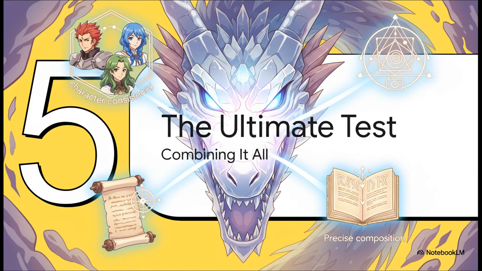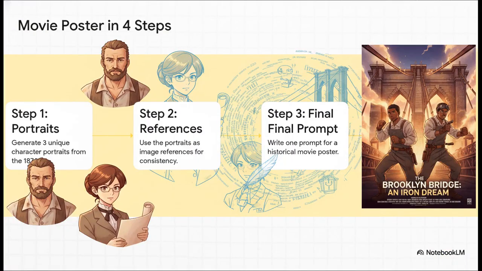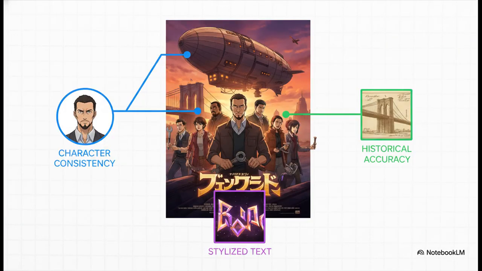Okay, it is time for the final boss, a single creative test that's going to require every single one of these powerful features to work together, all at once. We're talking character consistency, historical accuracy, readable text, and precise composition. So here's the game plan. Step 1, generate 3 unique character portraits from the 1870s. Step 2, use those portraits as image references in one final prompt asking for a movie poster about the construction of the Brooklyn Bridge. And this is the result.